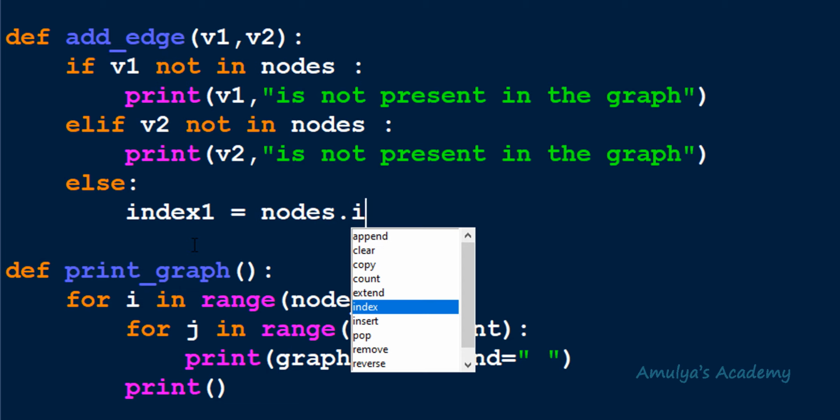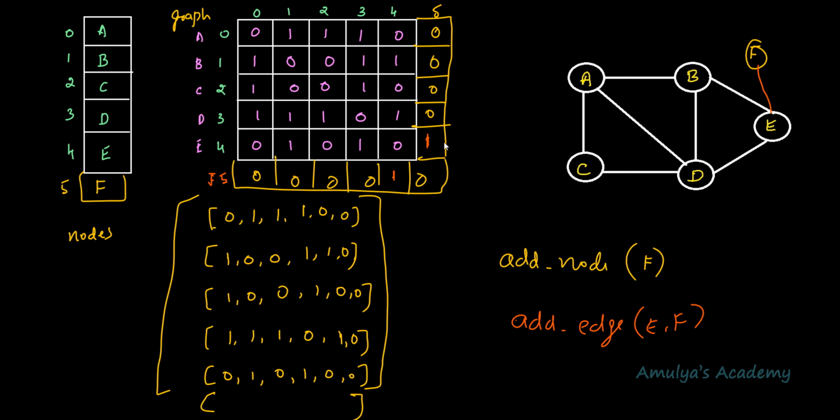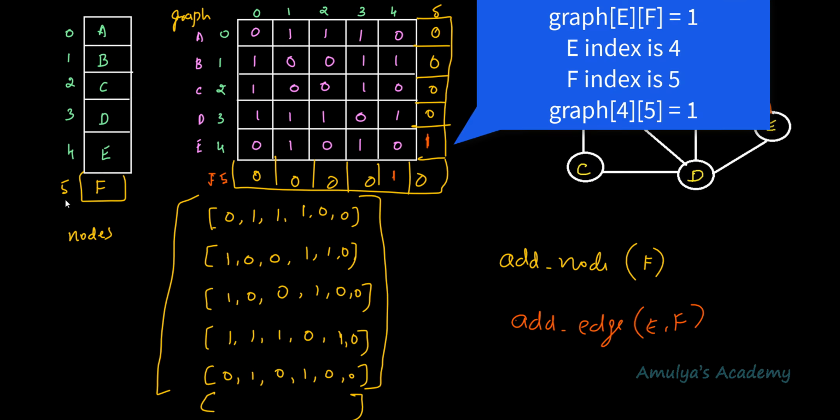So nodes index, mention V1. So I want to get the index of V1 in the nodes list. Here you can see, to do changes here, we need the index of this place, right? Row and column value. This is 4th row and 5th column. How? Here E is present at 4th and F is present at 5th index. We need to change graph of E, F.